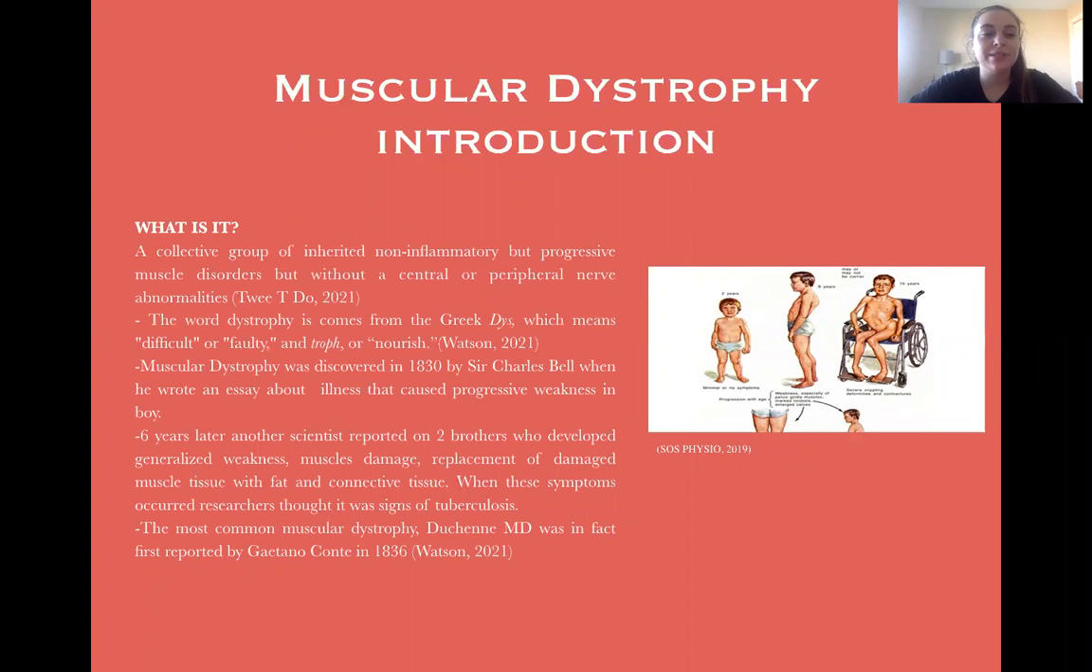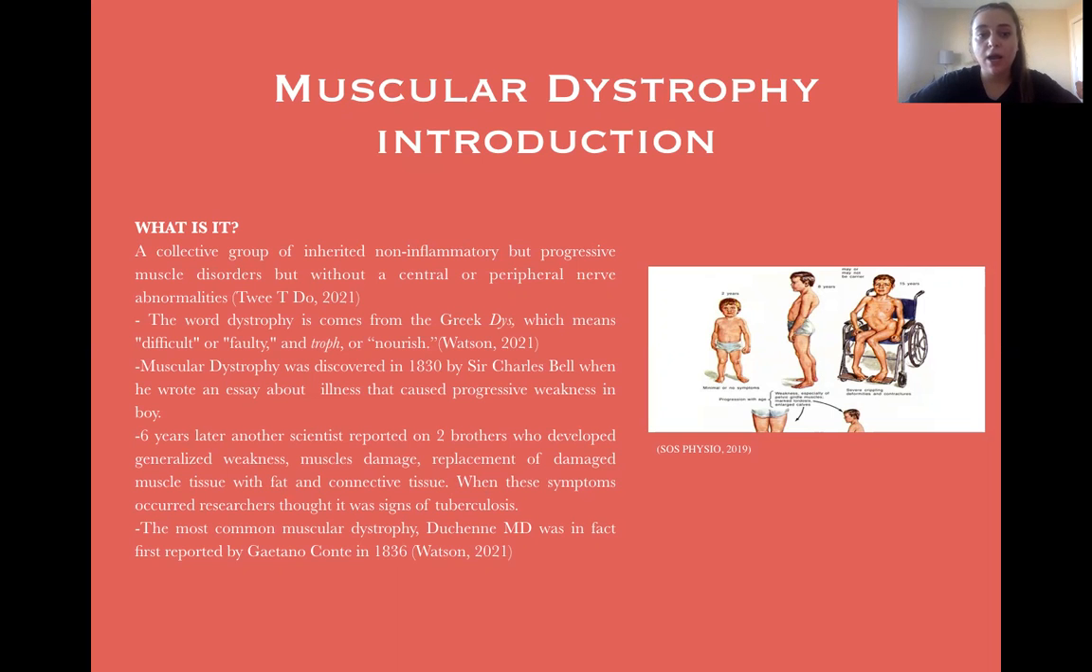So what is it? It is a collective group of inherited, non-inflammatory but progressive muscular disorders. However, it doesn't interfere with the central or peripheral nerve abnormalities. The word comes from two things: dys, which means difficult or faulty, and troph, which means nourish. So muscular dystrophy works together. It was discovered in 1830 by Sir Charles Bell, so it's been around for quite some time. He actually wrote an essay specifically about boys to figure out what's causing this progressive weakness in boys.